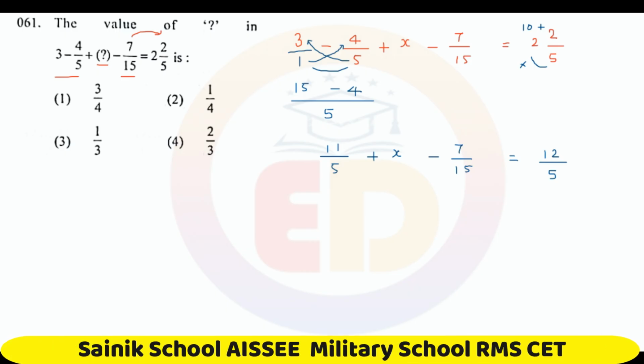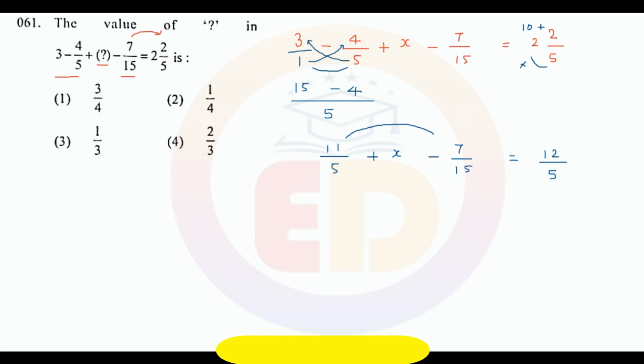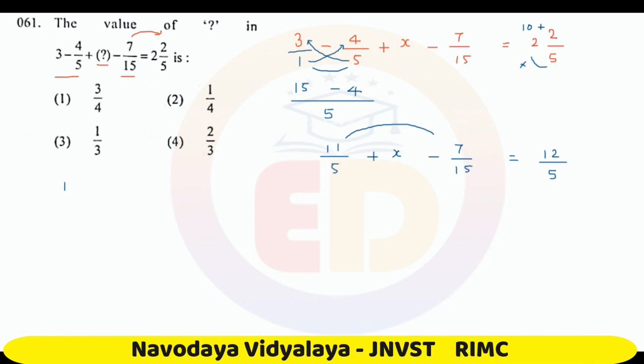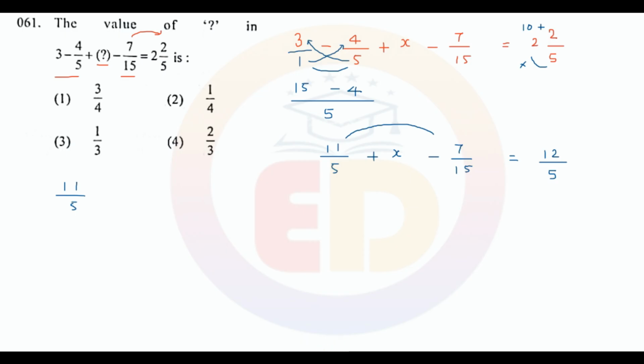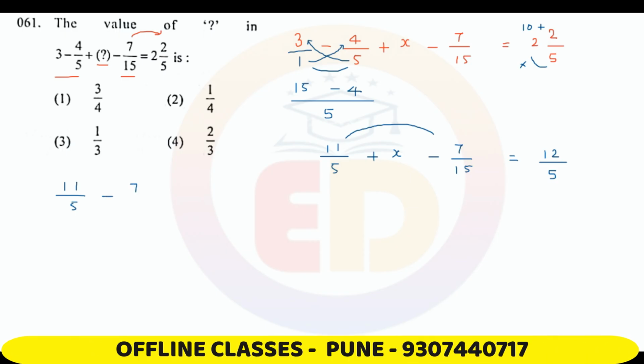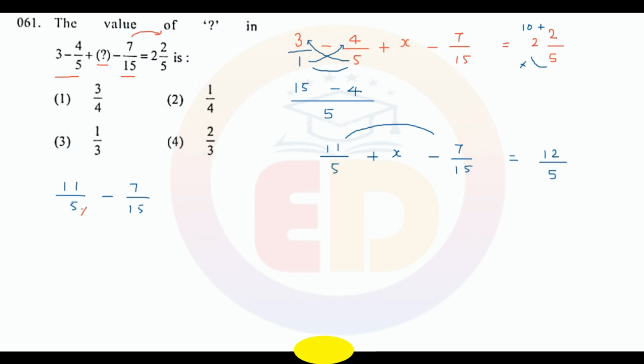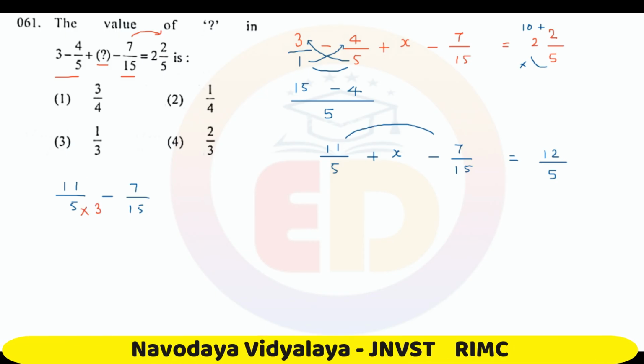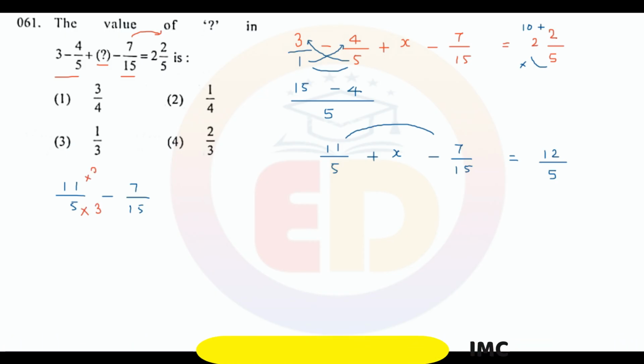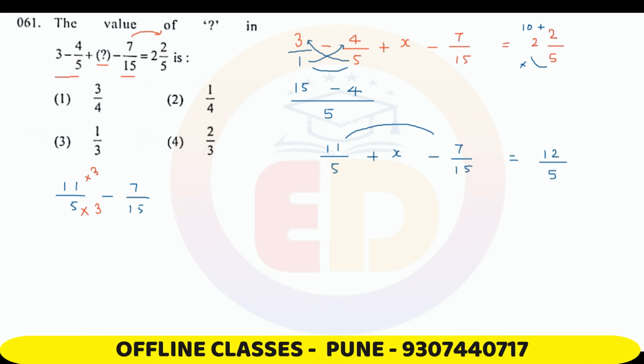Now what you do is you operate 11 by 5 and minus 7 by 15. I'll solve it here. 11 upon 5 minus 7 upon 15. What we can do is we can make the denominator same. I can convert the 5 to 15, multiply by 3. If the denominator is multiplied by 3, you multiply the numerator 11 also by 3.